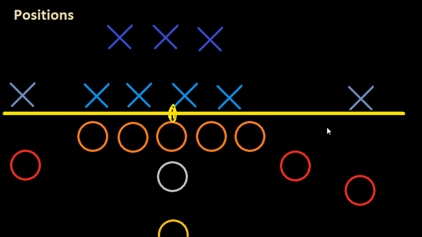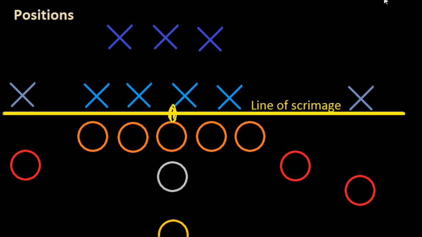So the ball is in the middle, and it is separated by this line. The offensive guys cannot go past this line, and nor can the defensive guys go over this line, or they would be considered offside. And so this line, the yellow line, is called the line of scrimmage. So the line of scrimmage separates the offense from the defense. That is where the ball is.